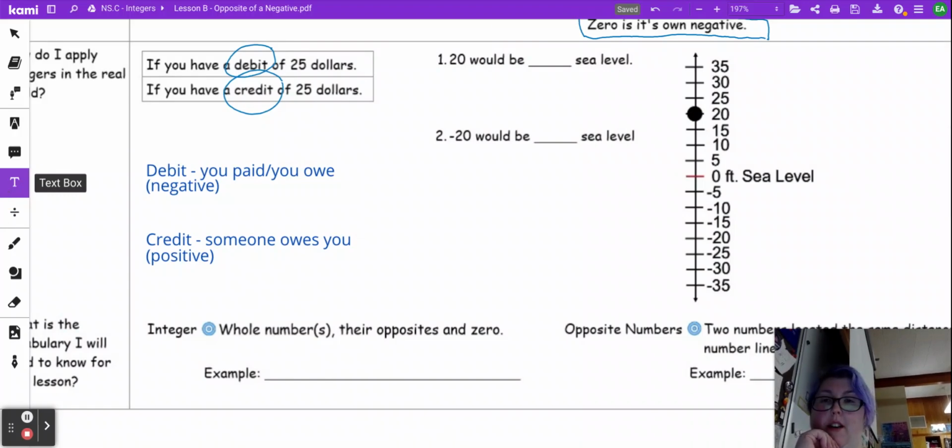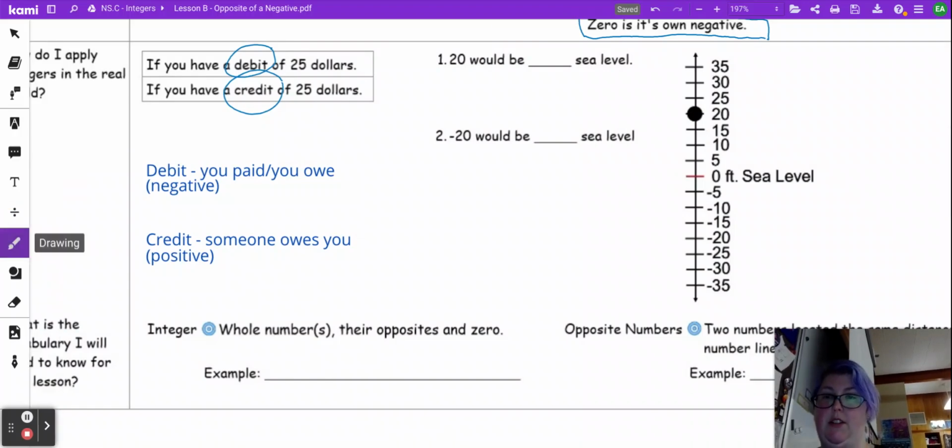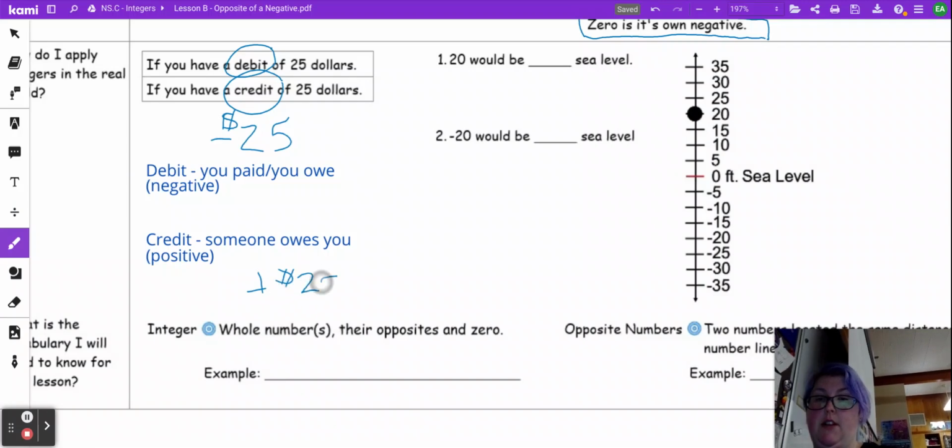So if you have a debt of $25, you have -$25. You do not have that money. You owe someone else that money. But if you have a credit, you have a positive $25. You have money coming towards you.